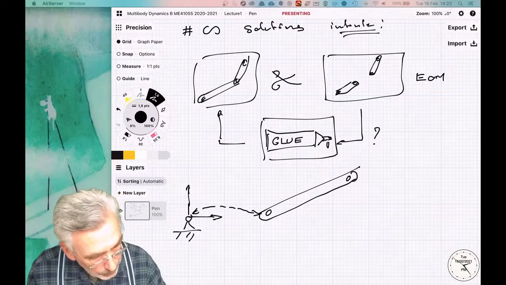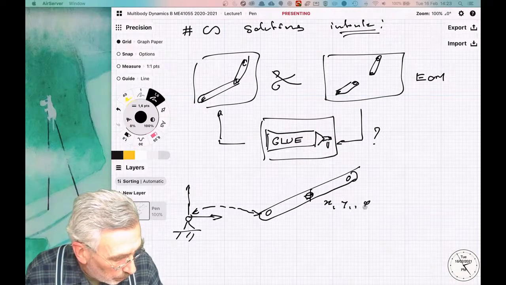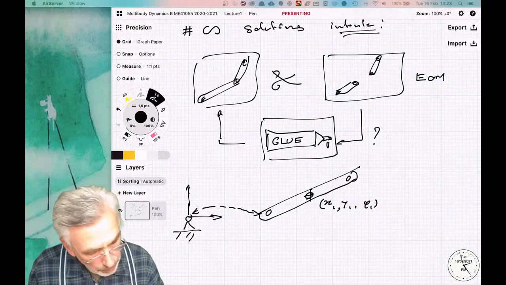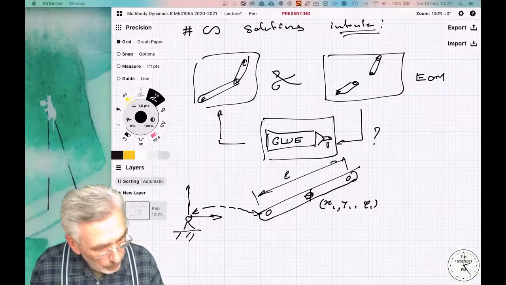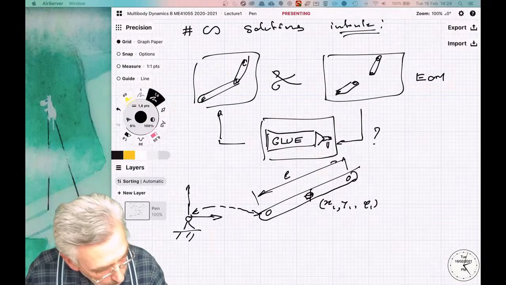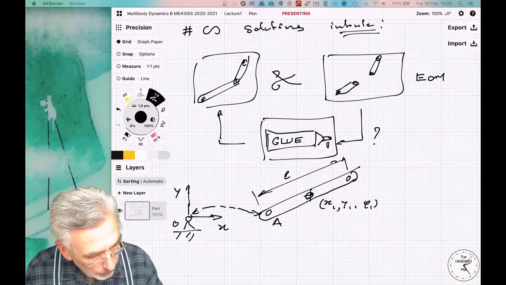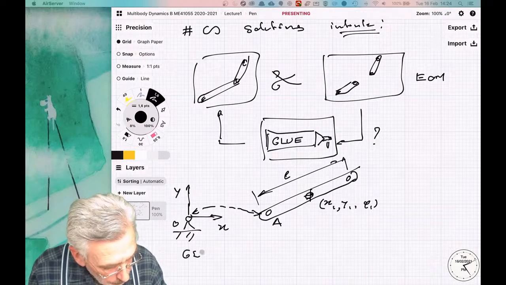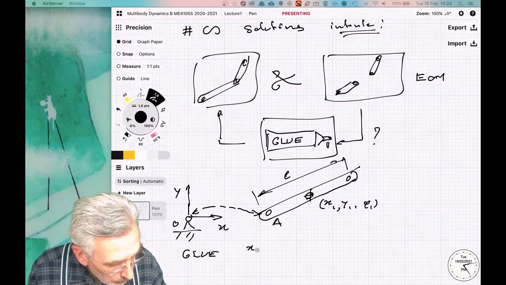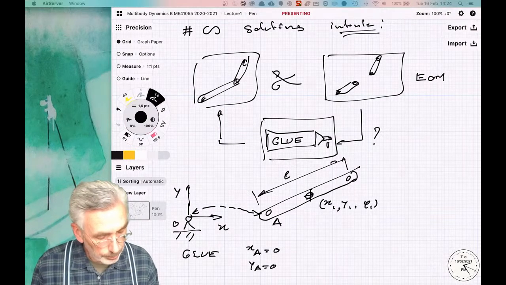And how do we express that? Well, if this was the body, and this was x1, y1, phi1, this position, and the length of this guy was L, then we want to say that this point coincides with the origin here. So we have x and y here. So the glue is actually saying, oh, xa is 0 and ya is 0. That is the glue in this case.